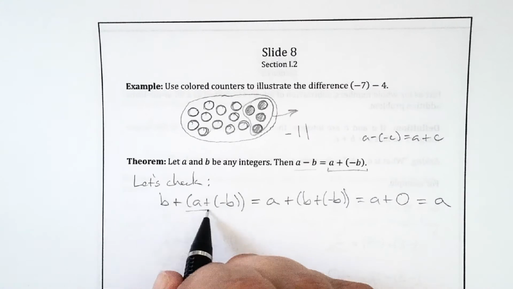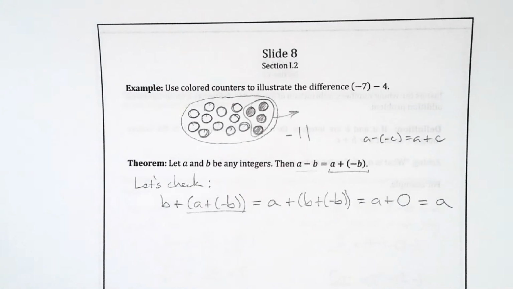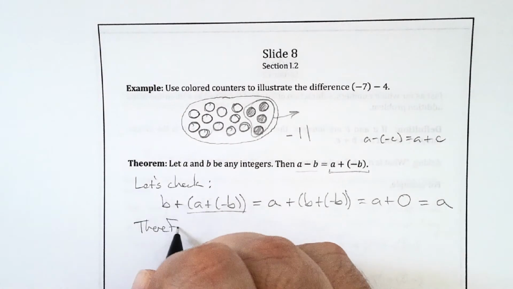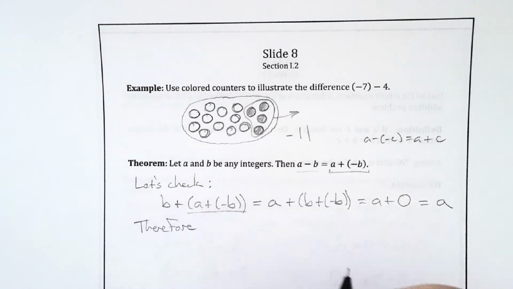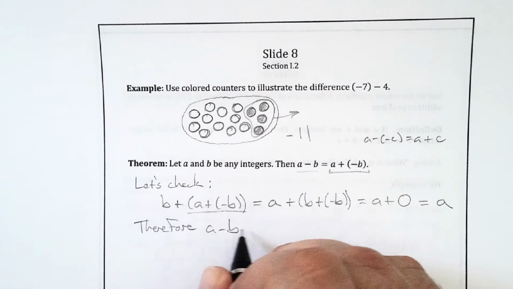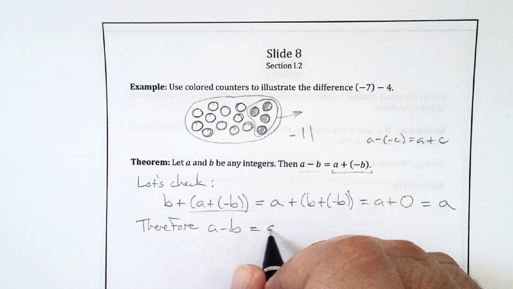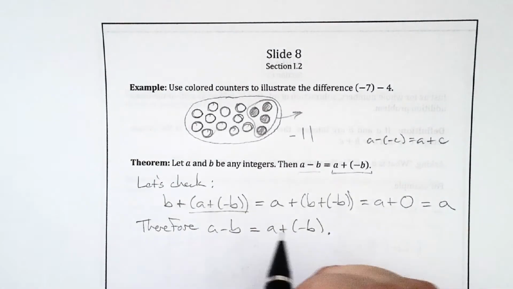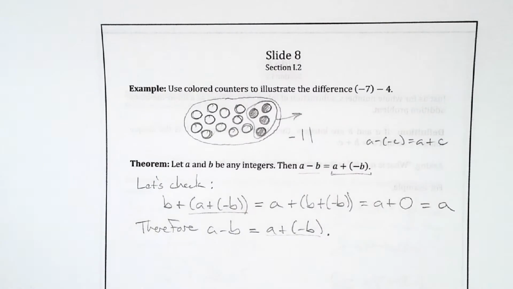That means that this a plus minus b fills in the blank. B plus blank equals a. So therefore, a minus b is a plus minus b. Because I just showed that this item fills in that blank.